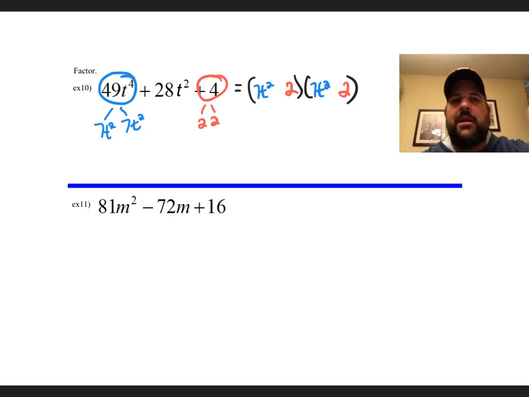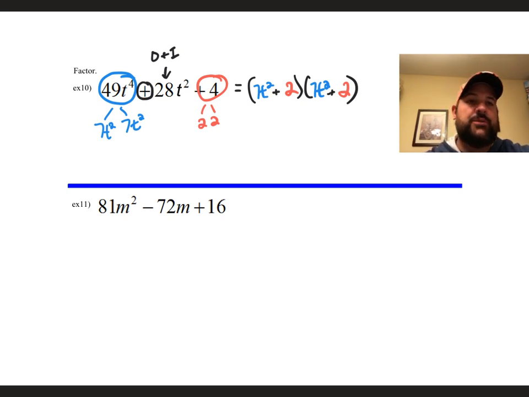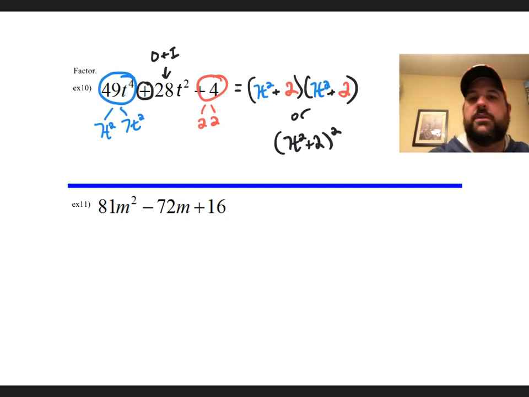And here, our middle term is positive 28t squared. That comes from the outside plus the inside multiplications. Since it is a positive, that means we want to use 2 plus signs. So it's 7t squared plus 2 times 7t squared plus 2, or 7t squared plus 2, the quantity squared, because I have that binomial twice. Let's look at number 11.